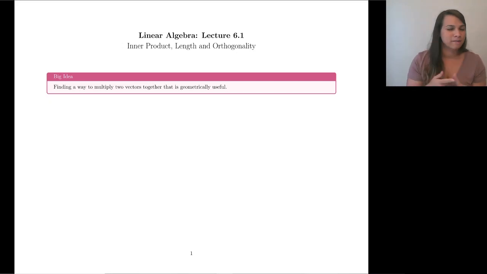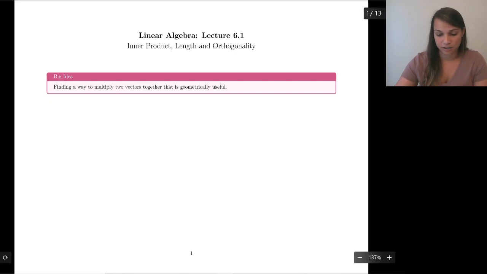Today we're going to talk about vector on vector multiplication. And the reason we're going to do that is we haven't really done that yet. We did matrix and matrix, and so in that sense we kind of talked about it, but we haven't done vector and vector. And today we're going to answer the question, can we find a way to multiply vectors together so that it's geometrically useful? We have geometrically useful things.